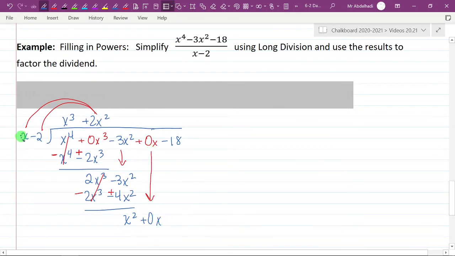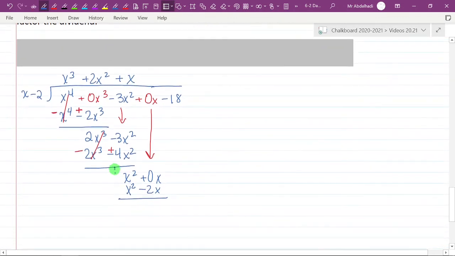Now, what would you multiply by x to get x squared? Another x, right? So when you do that, x times x is x squared, and x times -2 is -2x. And now we're going to subtract, which means changing the signs. So this becomes a minus and this becomes a plus. These cancel out. This becomes 0 plus 2x. So this is 2x. Bring down the last term here, minus 18.